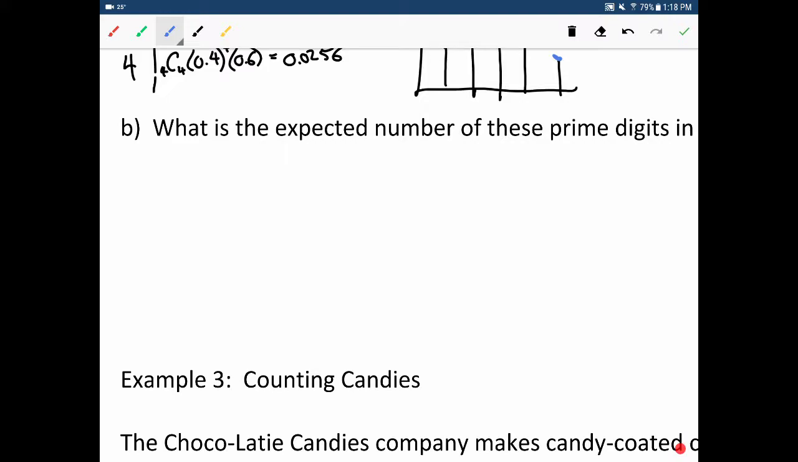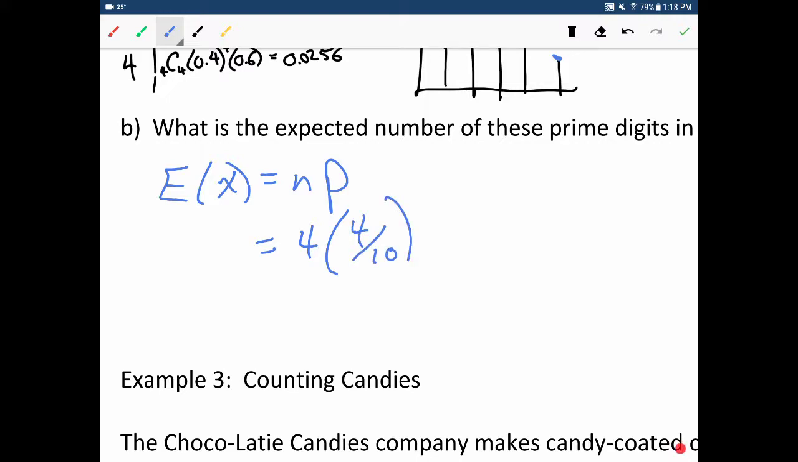All right, so how many digits do we expect her to get that she likes? So this is our E of X. And we just say, well, she's got 4 trials, okay? Each time she has a 4 out of 10 possibility of success. So that's going to give us 1.6. So she expects to get 1.6 numbers that she likes. And of course, as usual, that doesn't make any sense, but that's okay. It doesn't have to make sense because expected value is just a theoretical value. It's not a real thing, okay? So she expects to get 1.6, okay?